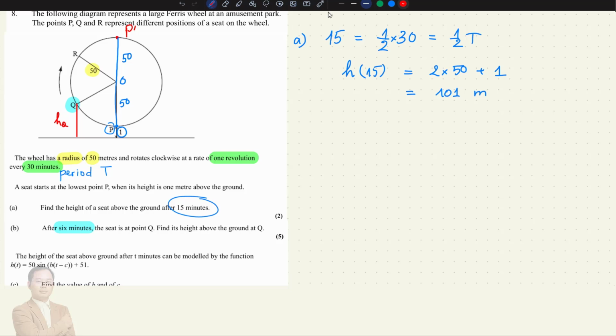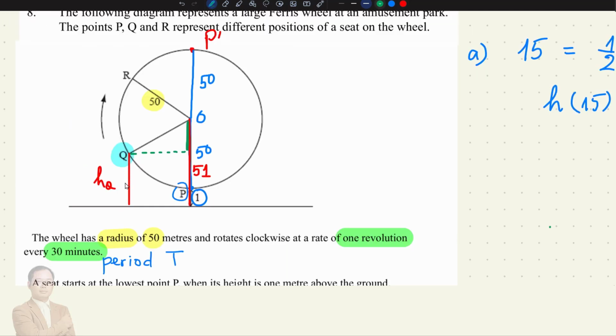So, to find the height of the point Q, we need to take the 51 meters, the distance from the center O of the Ferris wheel to the ground, and then subtract this part in the green color, which I denote by the letter delta H. Okay? Delta H is determined by using trigonometry in the right triangle QON. This angle, let me denote by the letter theta.